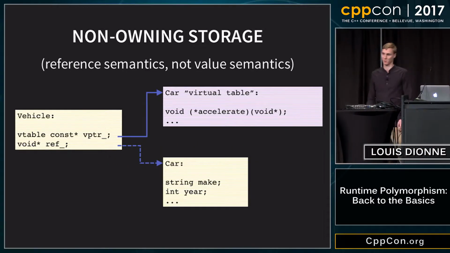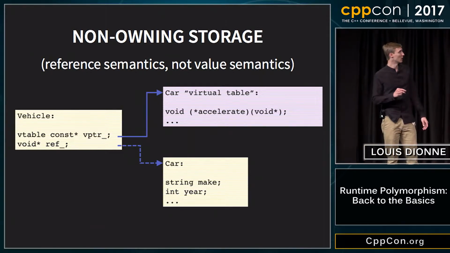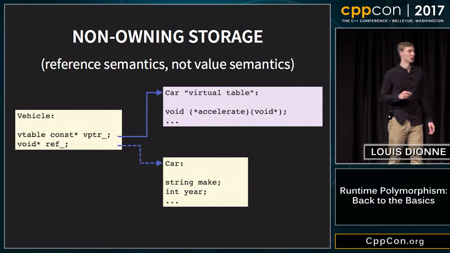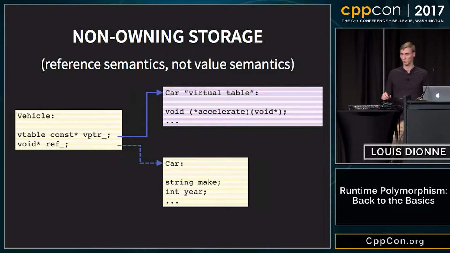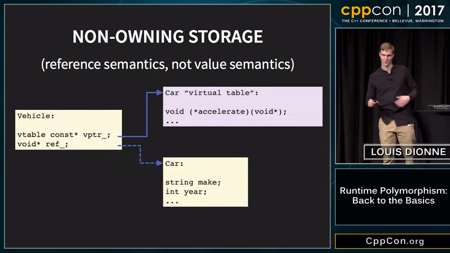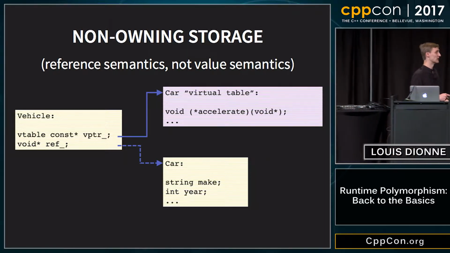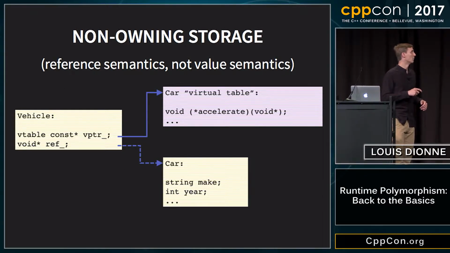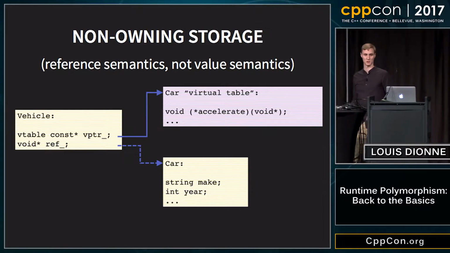Now we're going to leave the realm of value semantics for a second, and look at non-owning storage. What I want is basically a polymorphic view over some existing object. I don't want to own it, and I'm not making a copy. The way you can implement that is by still having your vptr, and then a void pointer, which is not owning. So you just have essentially a reference to the actual object that lives somewhere else.